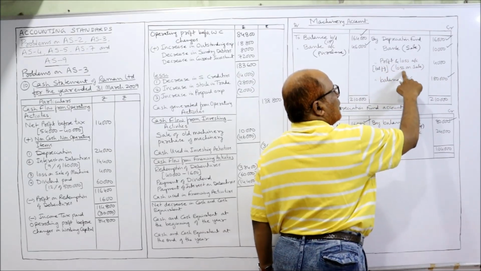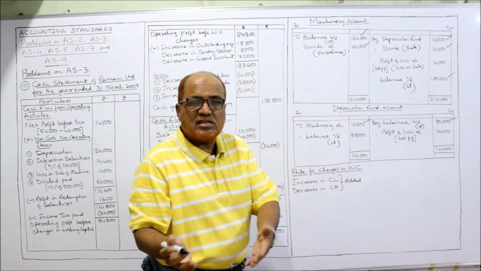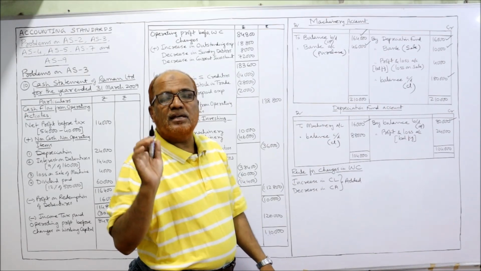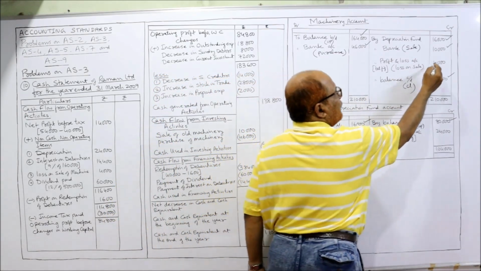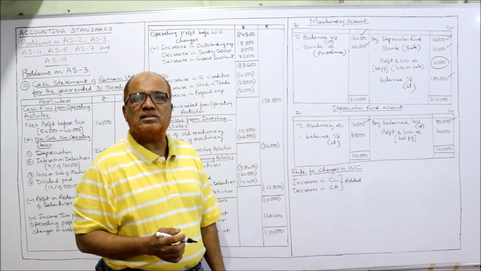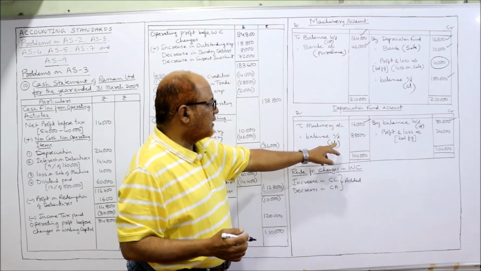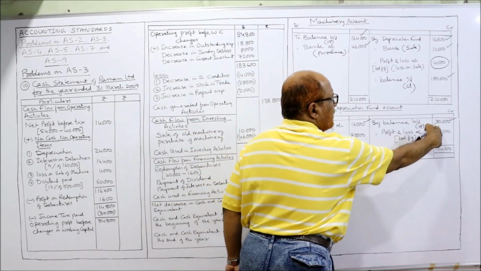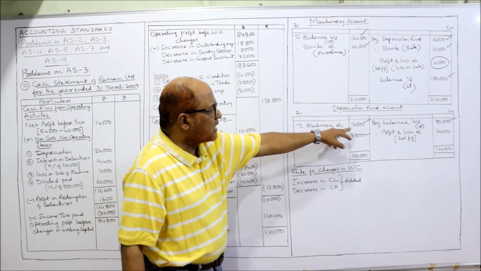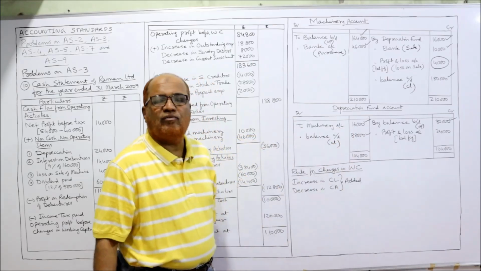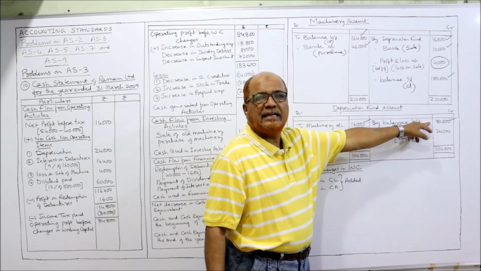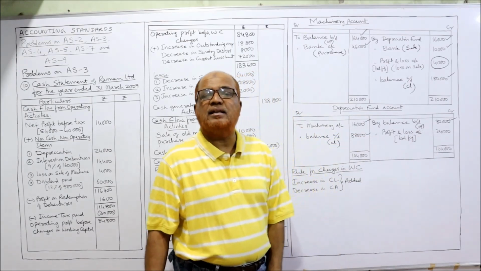By profit and loss account, loss on sale, balancing figure 4,000. This is not given in the problem. By preparing this account, we come to know there is a loss on sale of machine of 4,000. Right? And in depreciation fund account, take the balancing figure. So debit side and credit side. 80,000 is the opening balance and 88,000 is the closing balance. Now take the total on debit side. 16,000 plus 88,000, 1,04,000 is the total of debit side. From 1,04,000 minus 80,000, you will get 24,000 balancing figure.